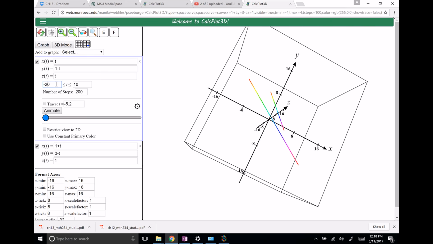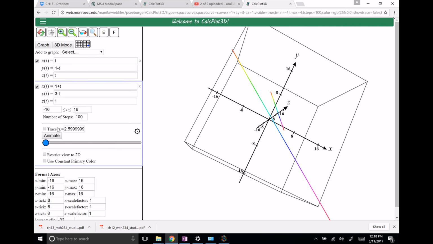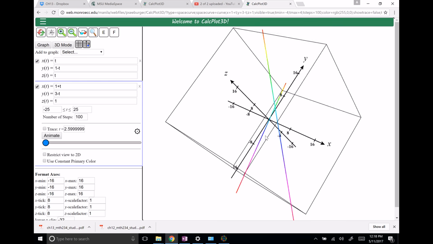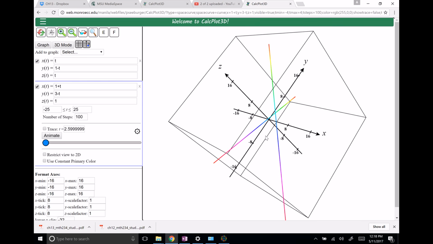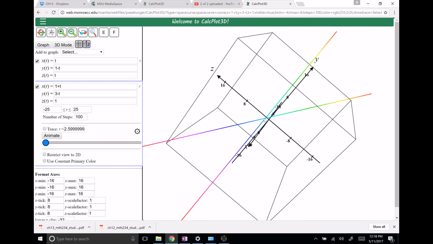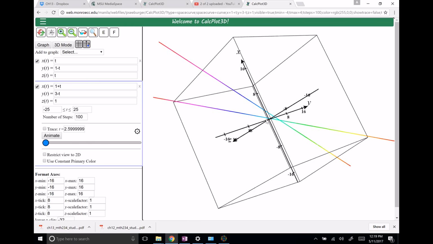Even as you zoom out, let's increase these parameters. Let's go -20 to 20 on this one, and down here, let me hit enter, and we will increase this one as well as we go farther and farther out. Let's do -25 to 25. Again, you see the closest place that they get seems to be right around here, but at that point they don't intersect. They're off by a little bit.